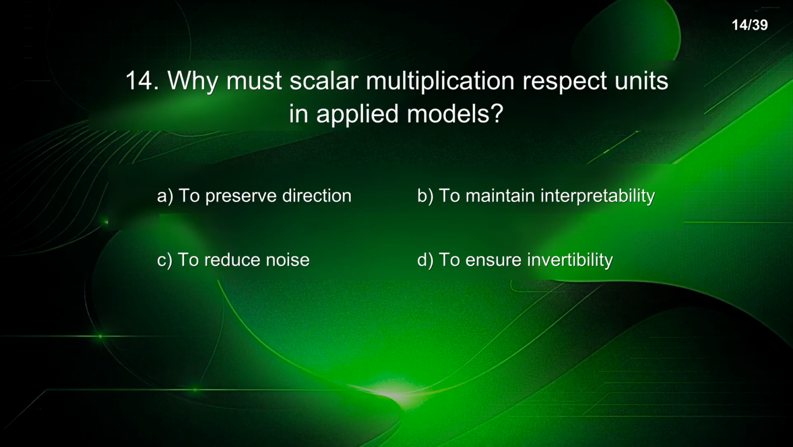14th question. Why must scalar multiplication respect units in applied models? A. To preserve direction. B. To maintain interpretability. C. To reduce noise. D. To ensure invertibility. Correct answer is B. To maintain interpretability.